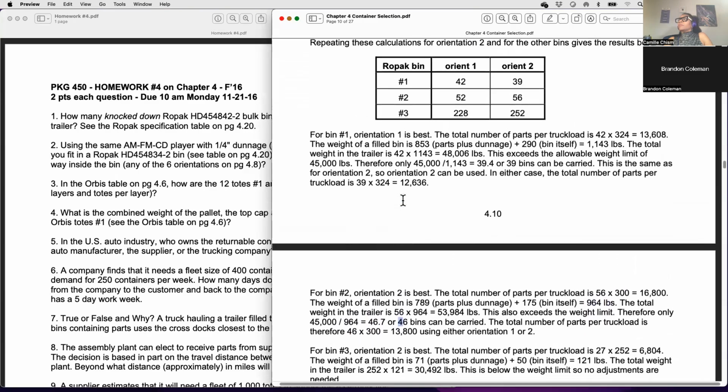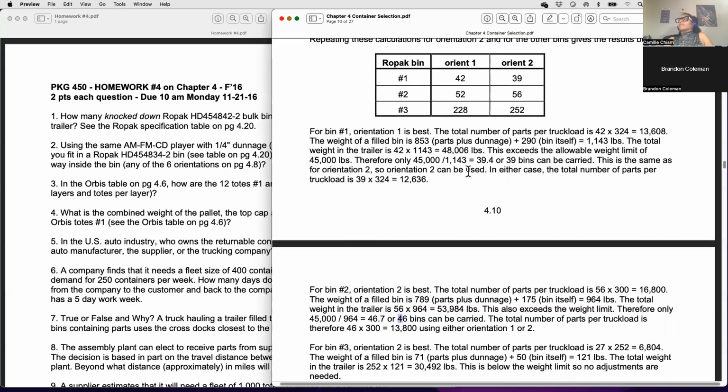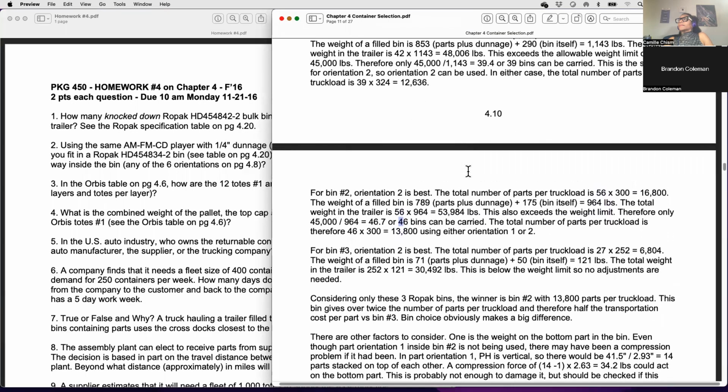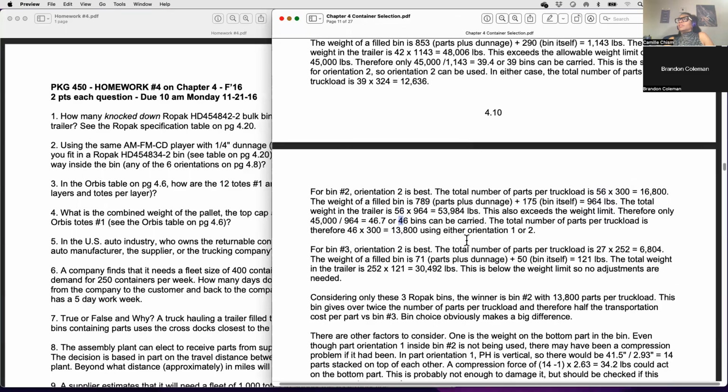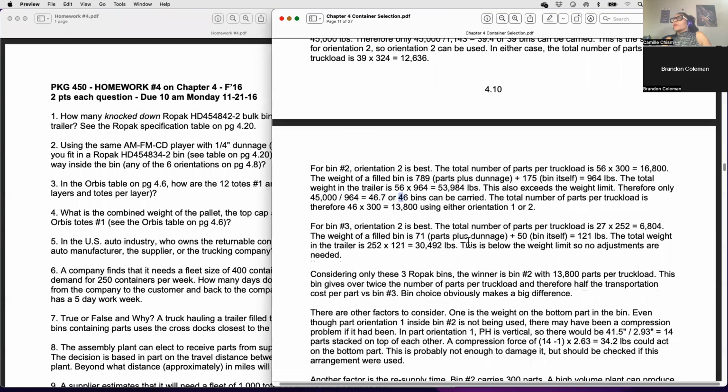When you look at this table, even though it shows 52 and 56, you're going to have quite a bit fewer than that. And according to this, you can use either orientation, right? But when you start looking at loading the trailer, you want to make sure you're not having uneven stacks or anything like that. So as you go through this exercise, you want to make sure that your loading pattern is something that the loaders can replicate over and over again.